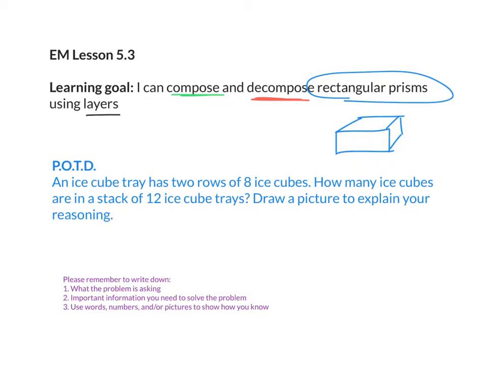Like here's one way to cut them into layers. How many layers does that rectangular prism have now? How many? 3. 1 layer, 2 layers, 3 layers. There's lots of different ways. We also might consider cutting them into layers this way. How many layers does it have now? 2. Very good.